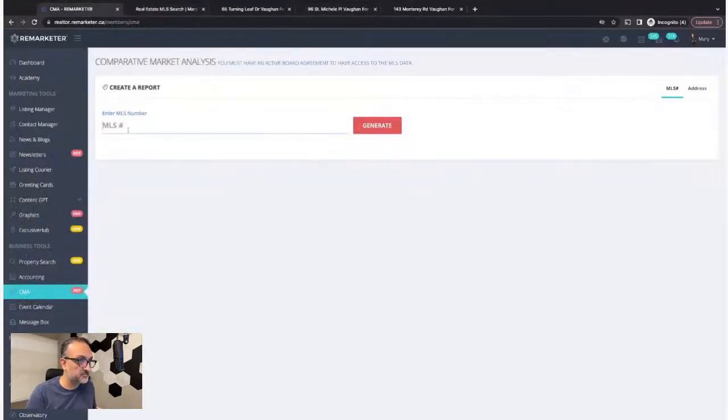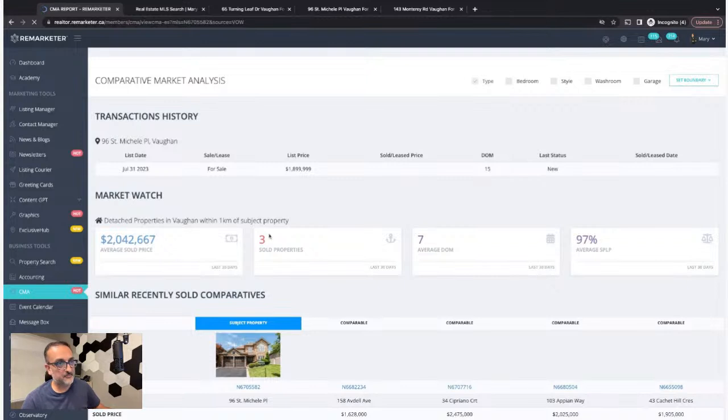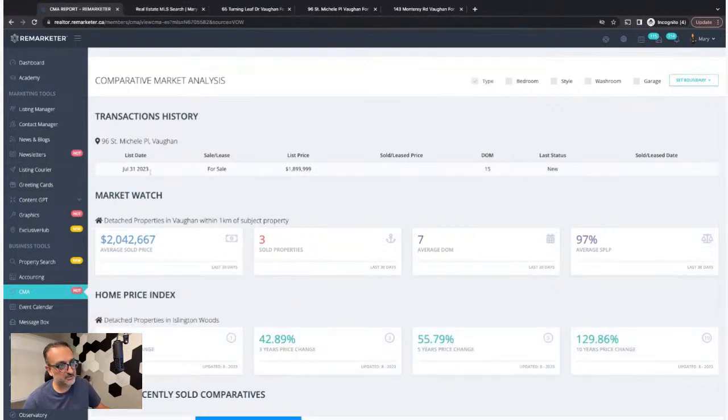All right. I'll just put the MLS number in there and generate the CMA. Now, this one hasn't been in the market lately. So this is the first time that the property has been listed on MLS, and the transaction history shows just that. So it's just one transaction, and that is the current one. The property is on the market for sale in July of 2023, and nothing else before that, right?